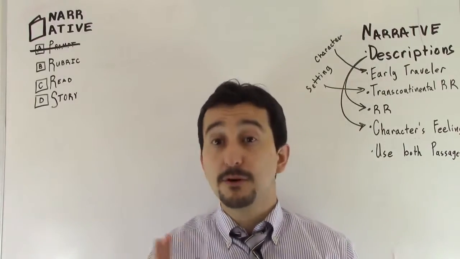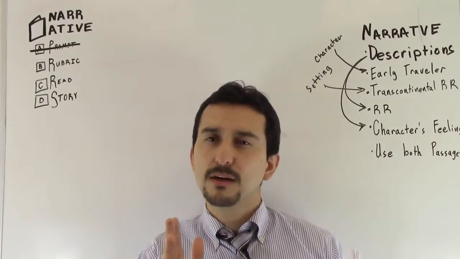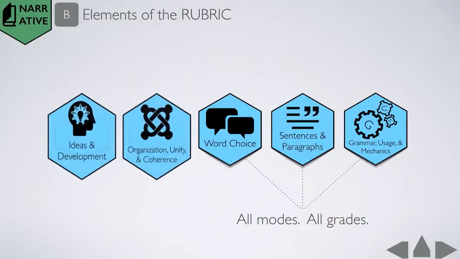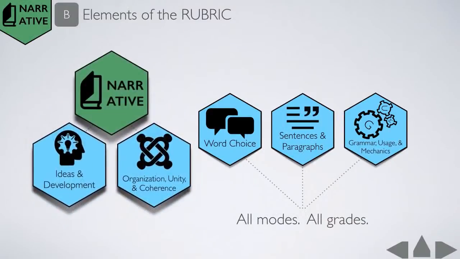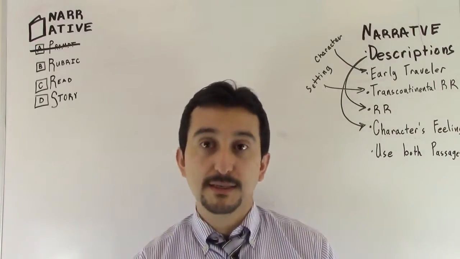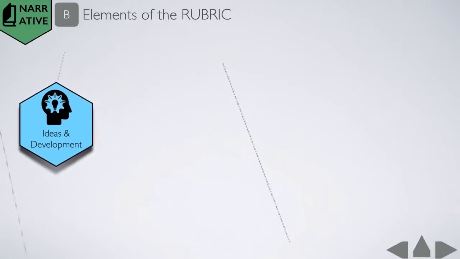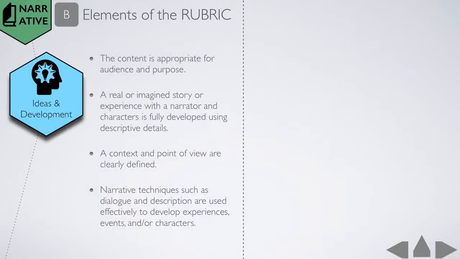Because they are the same for both grade levels and for all 3 writing modes that can be assessed, we're going to focus just on ideas in development and organization, unity, and coherence in order to break it up and make it more manageable, more digestible. Now, the first thing you're going to want to do with your department is look at the rubric, what it says for ideas in development, and make sure you have a clear understanding of what is being assessed.